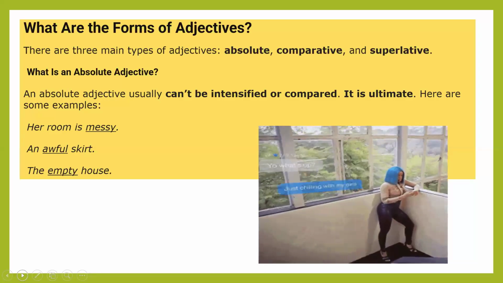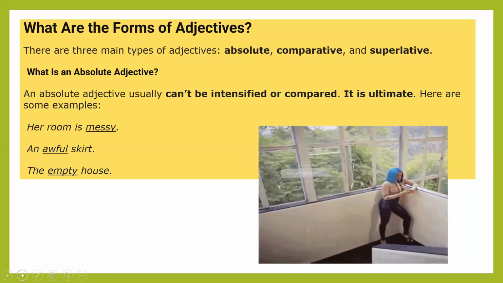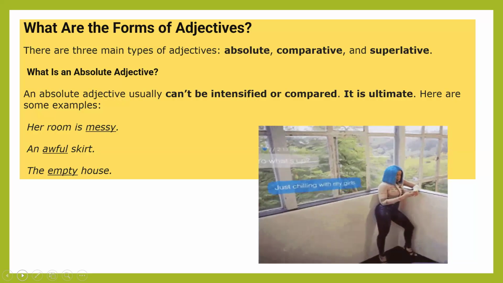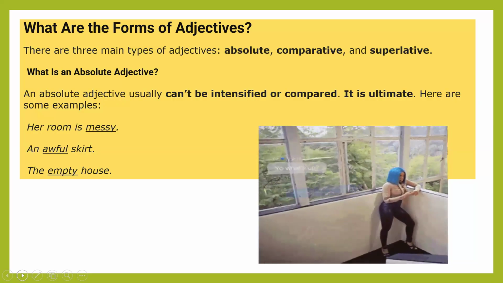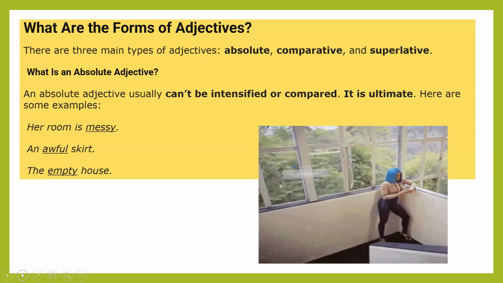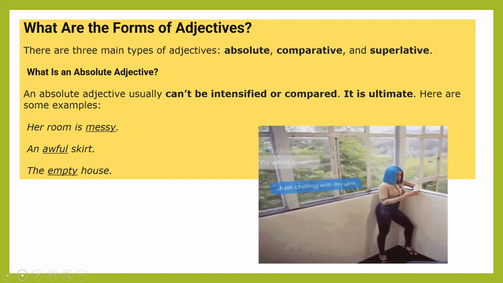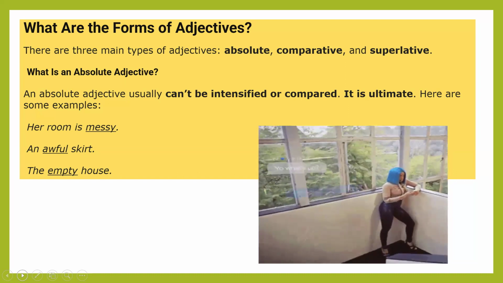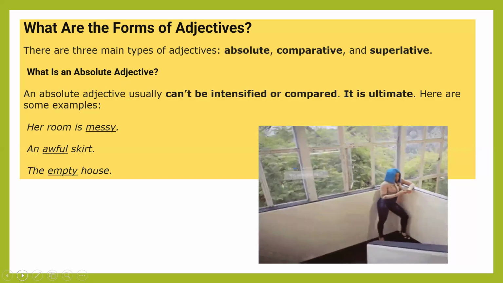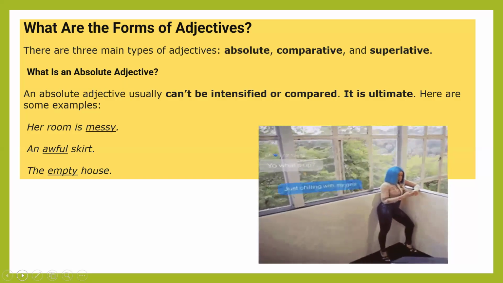What are the forms of adjectives? There are three main types of adjectives: absolute, comparative, and superlative. Absolute adjectives usually cannot be intensified or compared. We cannot intensify or compare them. They are ultimate, final. Here are some examples.